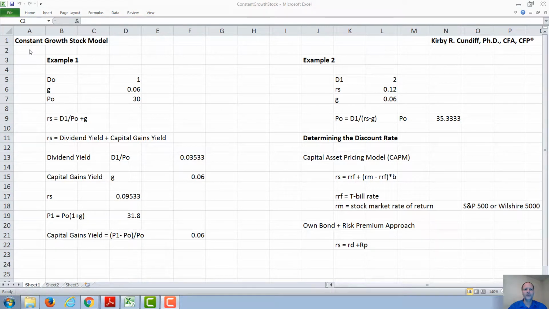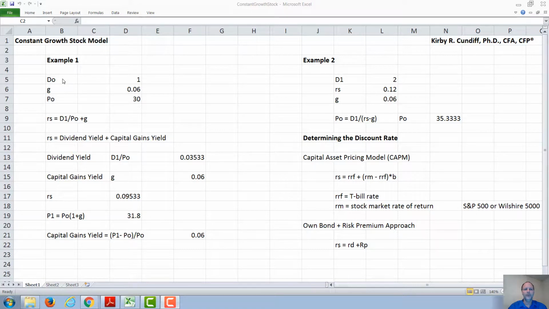In this video, we will discuss the constant growth stock model as one of three different methods to determine the rate of return or discount rate on a security. For the constant growth stock model, the rate of return of a stock is D1 over P0 plus G, where D1 over P0 is the dividend yield, next year's dividend over the current stock price, and G is the growth rate of the stock, which for a constant growth stock is the same thing as the capital gains yield.